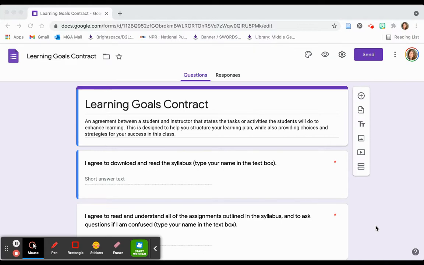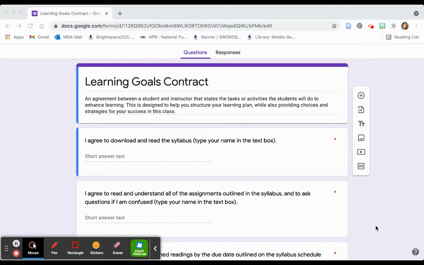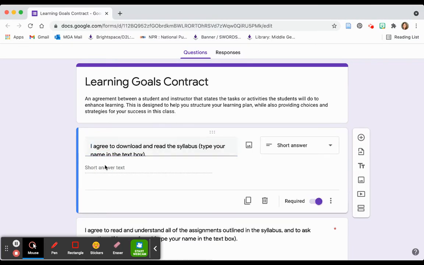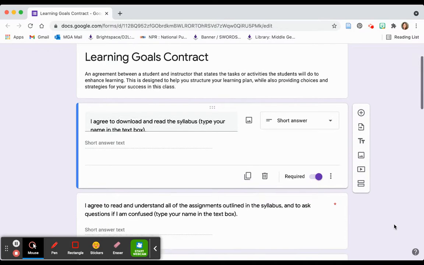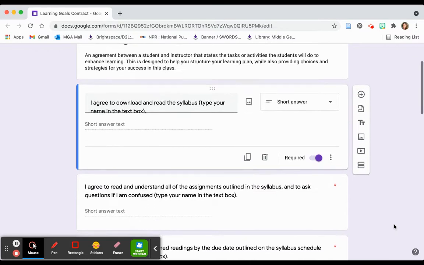So what I want you to do here is first, I just basically want you to go through the first few questions and type your name. Okay, so in these short answer texts right here, basically I want you to type your name. It's like if you were signing a contract and it's asking you to sign your initials.